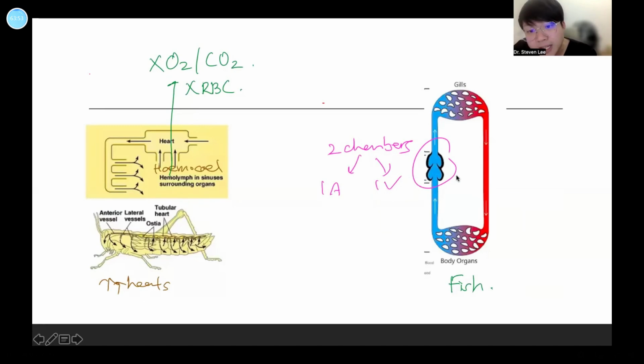If you look at this picture, which one is atrium, which one is ventricle? Is this atrium or ventricle? This one, down there one. Down here, this one. So you all don't understand basics. Down here, this one is atrium. Up here, this one is ventricle.